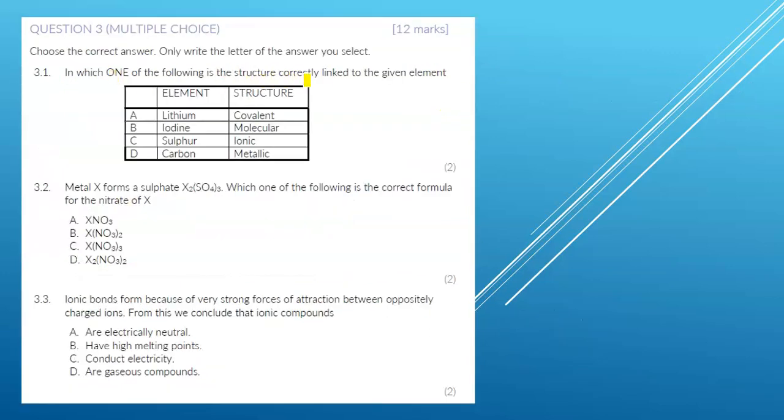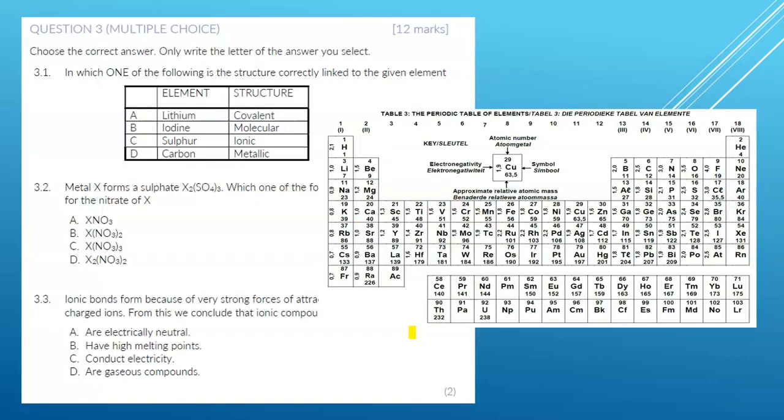Which one of the following is the structure correctly linked to the given element? Okay, so now we have lithium, iodine, sulfur, and carbon. So let me go get my trusty periodic table. The first one is lithium, that's Lily, and Lily is a metal, she's over there. Then we have iodine, iodine is over there, so she's a non-metal. We have sulfur, she's also a non-metal, and then we have carbon, that is over there.